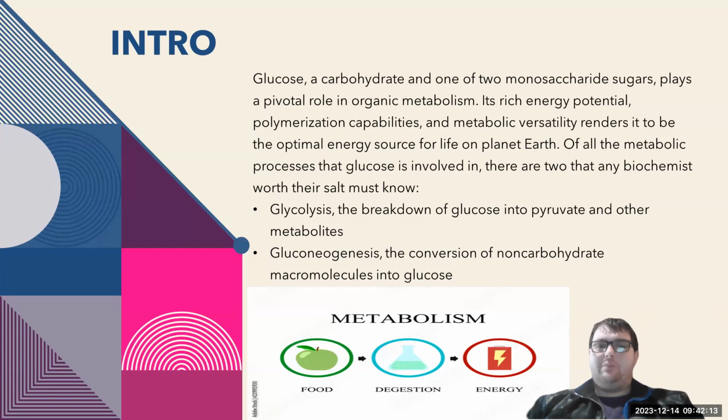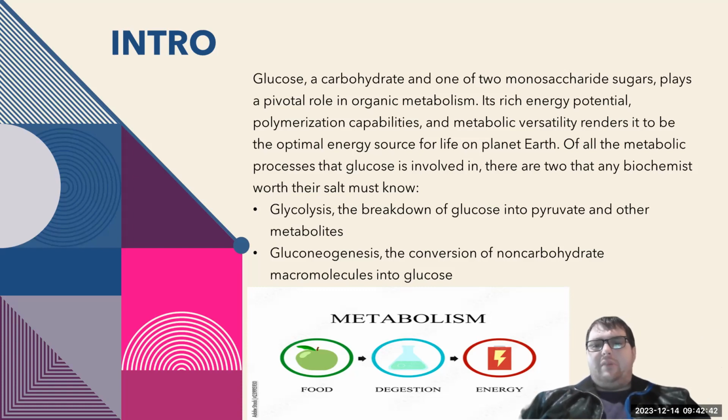Glucose has rich energy potential, can polymerize for storage purposes, and has metabolic versatility in its products that can yield into other metabolic cycles. All this renders it to be the optimal energy source for life on planet Earth.